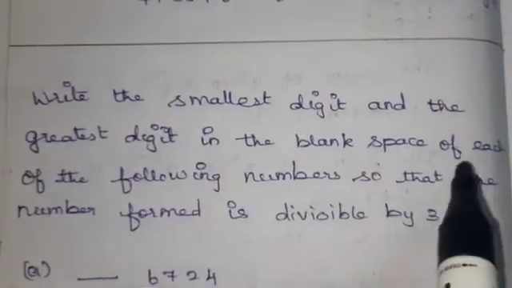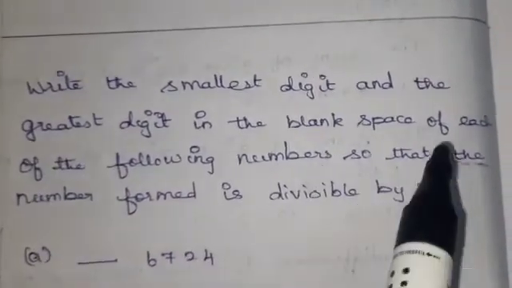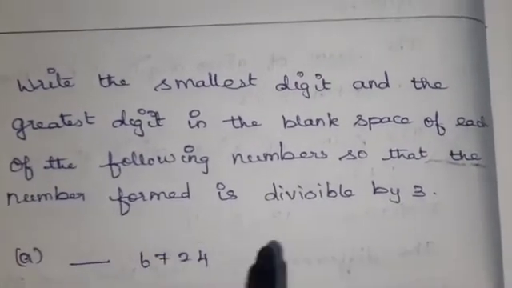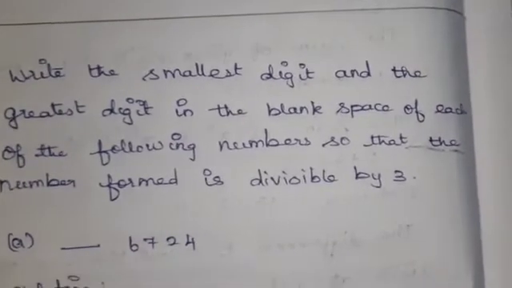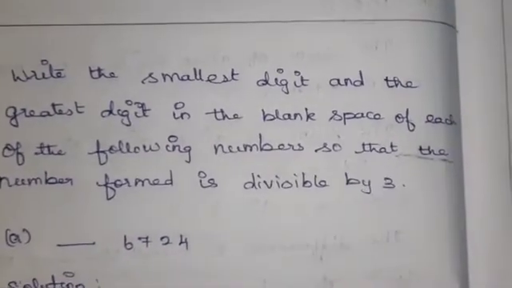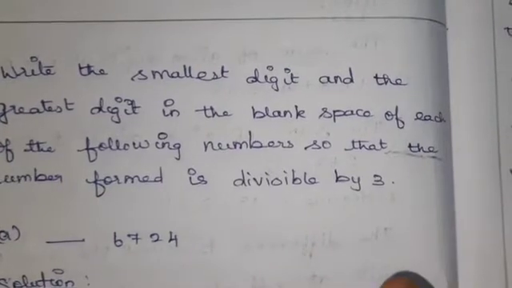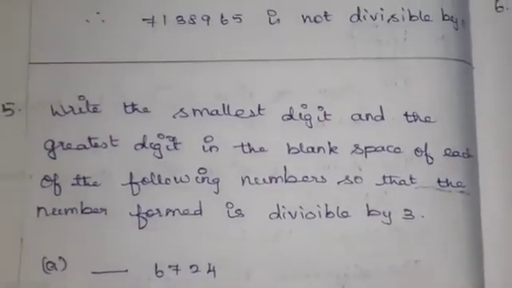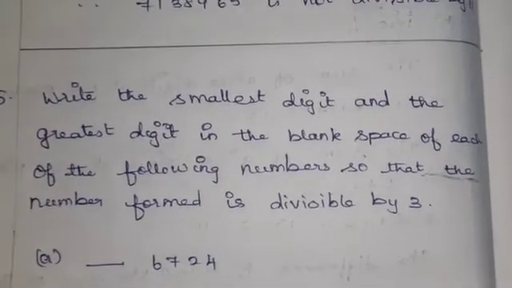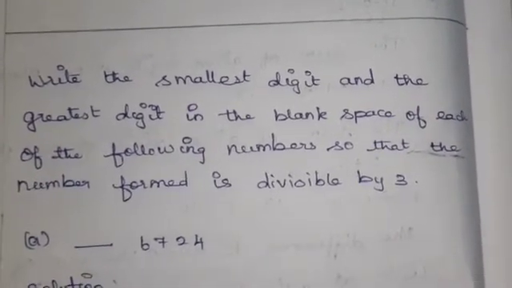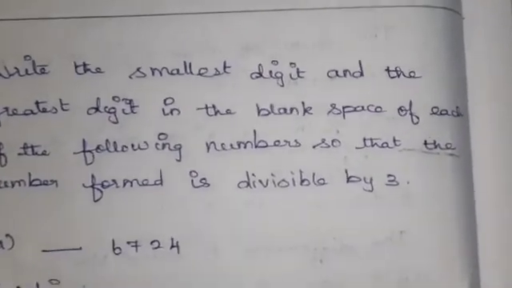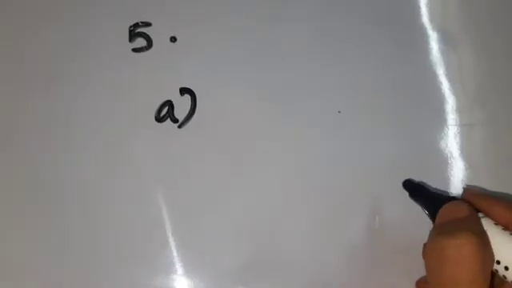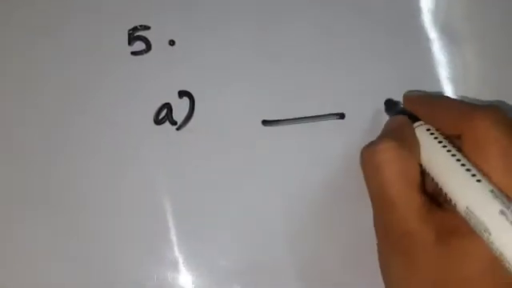Write the smallest digit and the greatest digit in the blank space of each of the following numbers, so that the number formed is divisible by 3. Here they have given a question with a blank space. In that blank space we are going to fill a small digit and a greater digit, which form a number that is divisible by 3. Now let's solve the problem. I will be solving the first problem and you will be solving the second problem.